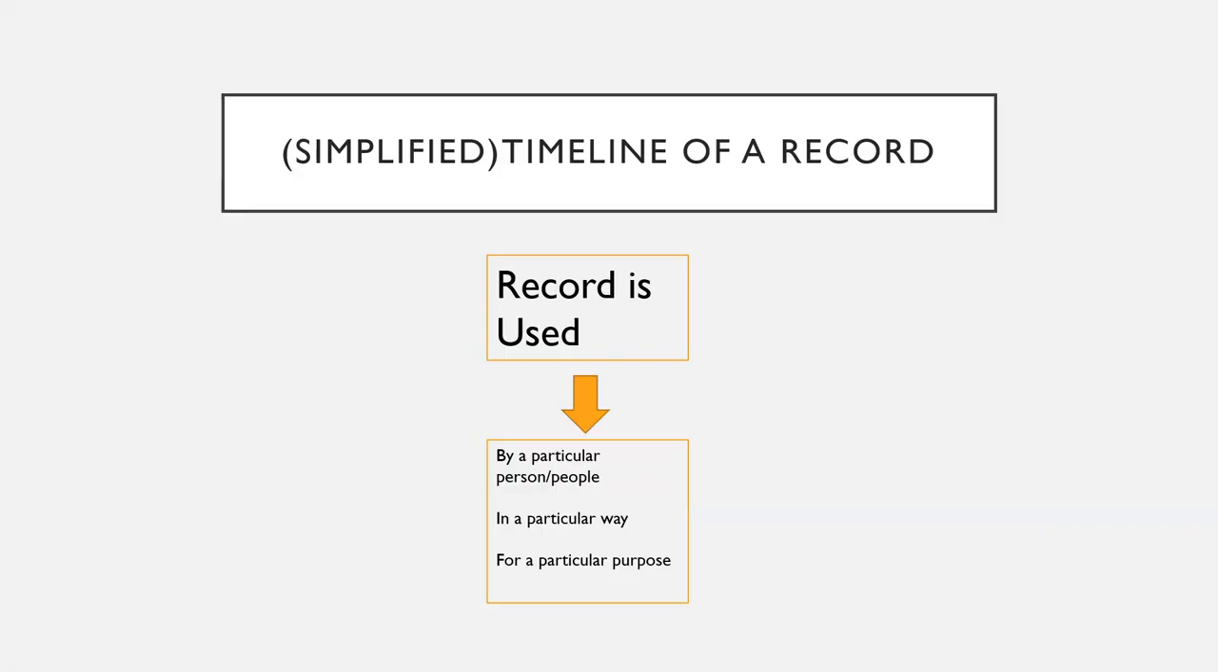And what's helpful for archivists and researchers to know long-term is what these uses were for and who used the records. That provides additional information that archives can pass on to researchers, which can help researchers put into context the record or records that they're looking at.